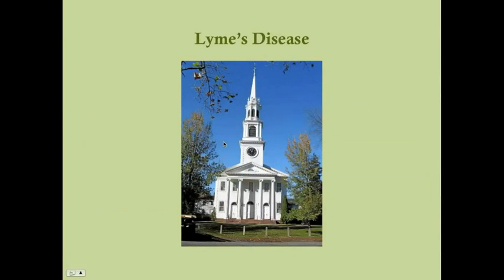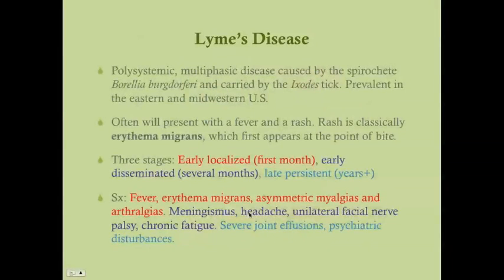Okay, Lyme's disease. Lyme's disease was first recognized in a town called Old Lyme, Connecticut, and this is a picture of the town hall there. Or I don't know, this might be a church. But anyhow, Lyme's disease is a polysystemic, multiphasic disease caused by the spirochete Borrelia burgdorferi, and it's carried by the Ixodes tick. So this is caused by a bacteria, but it's a bacteria that's transmitted by a tick.